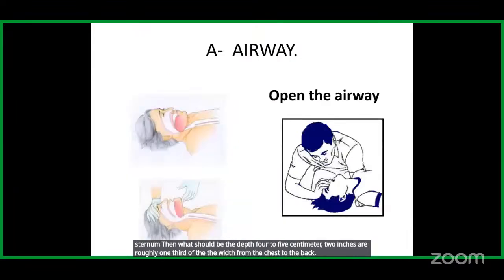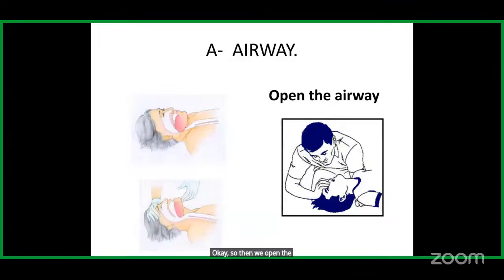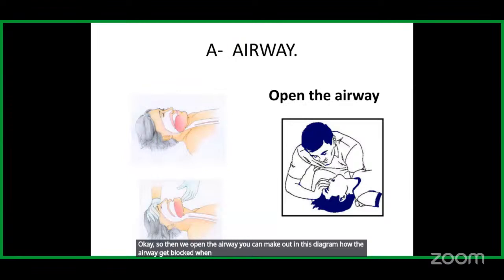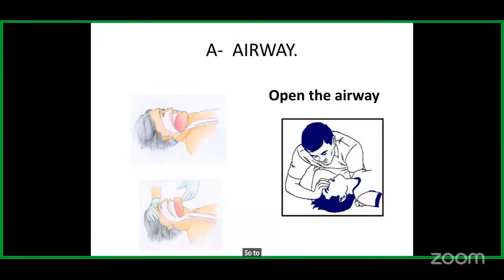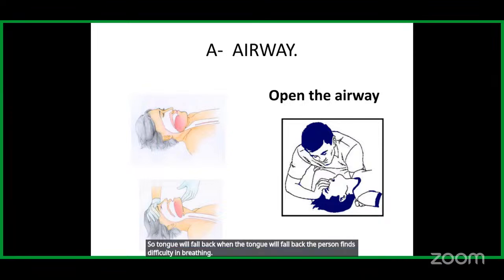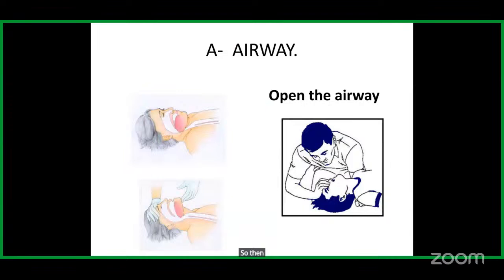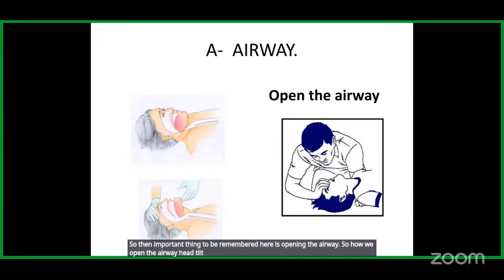Okay, so then we open the airway. You can make out in this diagram how the airway gets blocked when a person is unconscious. The tongue will fall back, and when the tongue falls back, the person finds difficulty in breathing. So the important thing to remember here is opening the airway. So how do we open the airway? Head tilt or chin lift method. We tilt the head to open the airway.